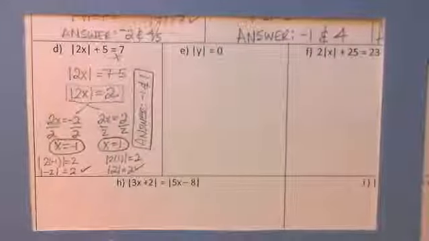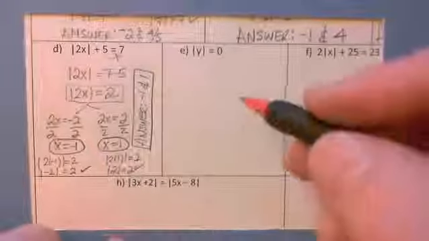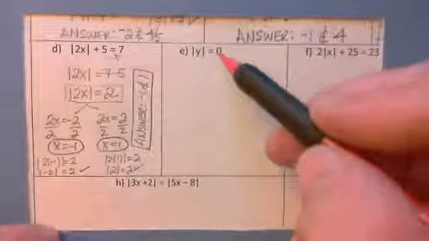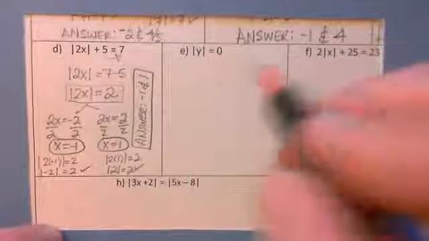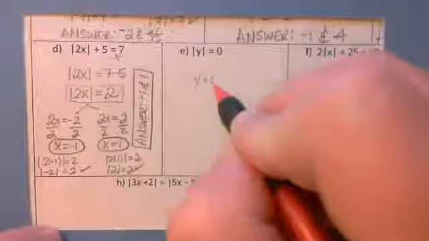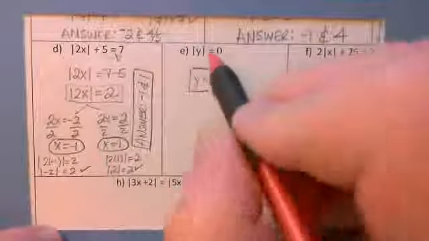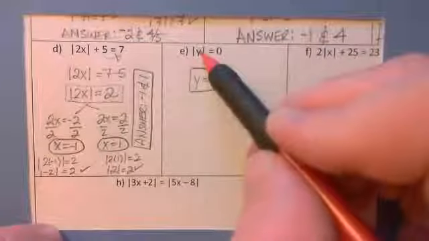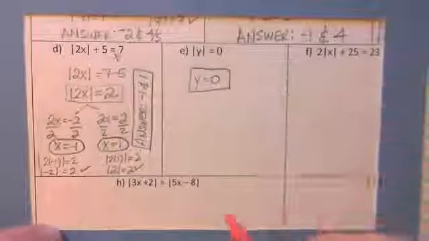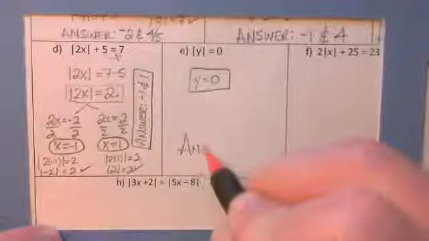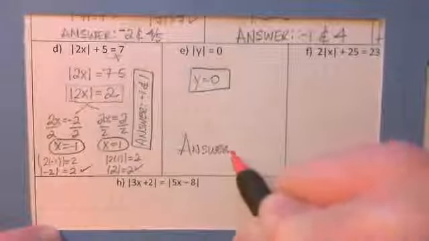This one, we don't have to do the split because 0 does not have a sign. So basically the answer here would be y equals 0, because 0 would be the only number that I can put here that will make this true. So my answer is 0.